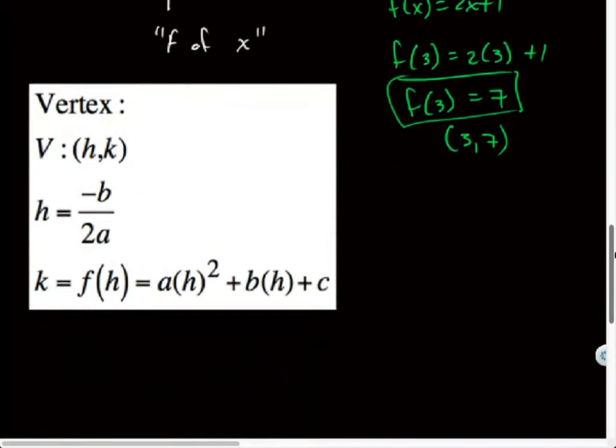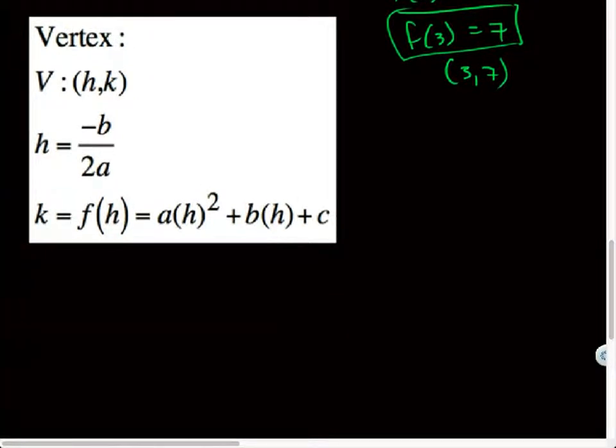So the vertex is referred to as h comma k. Graphically speaking, the vertex is the turning point of our parabola. It's possible also to have upside down parabolas, where instead of a valley, it's a mountain. And the vertex is the turning point, the place where it changes direction.